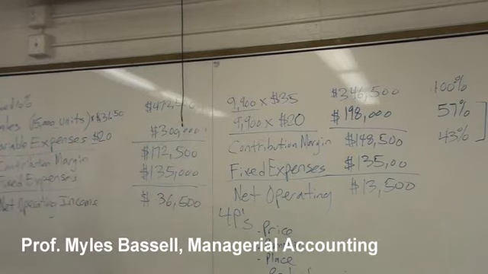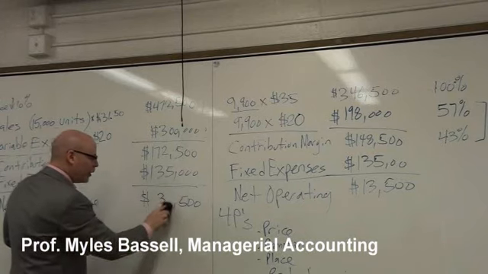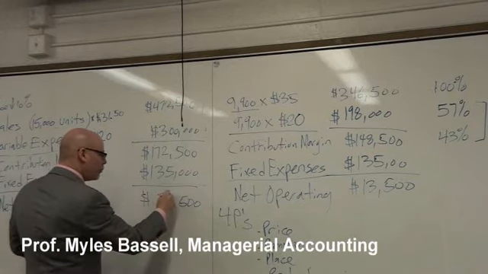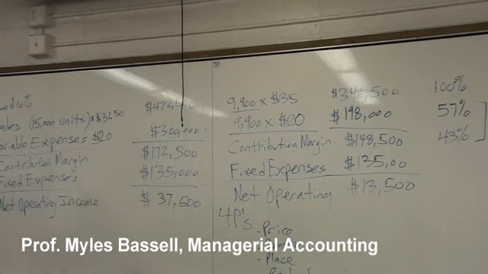So what do you think? Did we do the right thing? It's 37. What do you think of Dallas? We took your advice, we lowered the price 10%. What happened? We're profitable. Our net operating income is $37,500. What was it before? Zero.